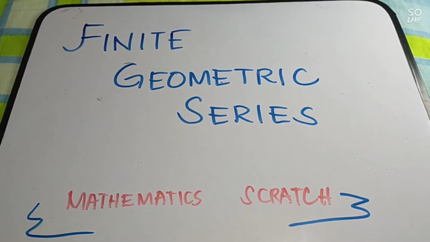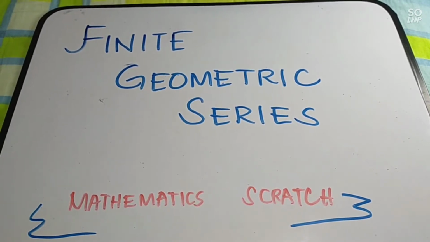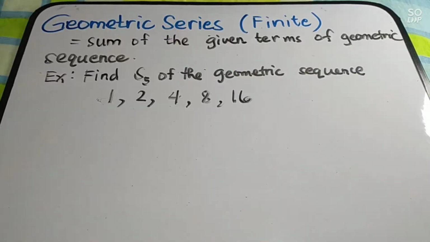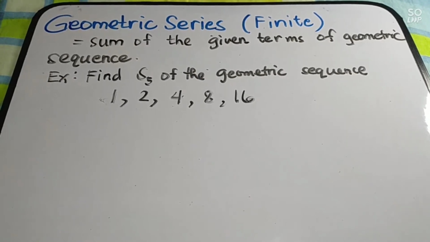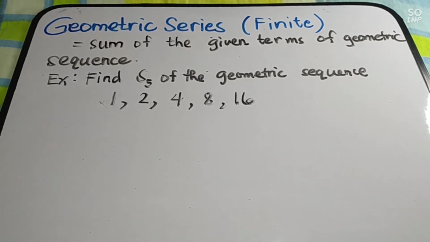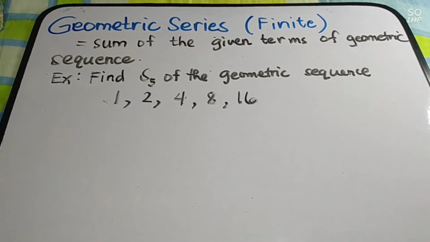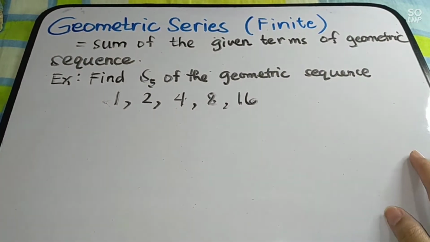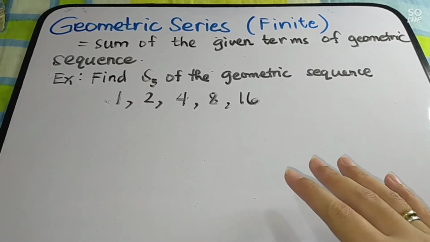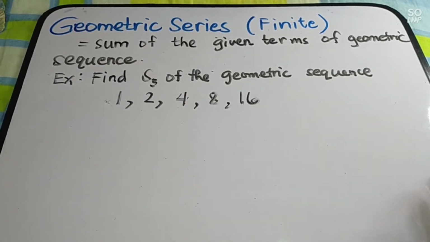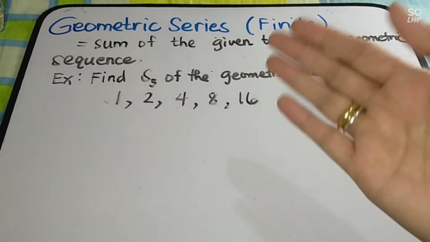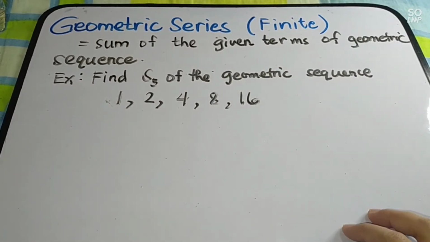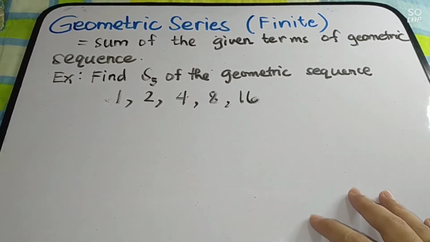In this session, we are going to discuss finite geometric series. Geometric series finite. So when you say finite, there is always a last term. Geometric series is the sum of the given terms of a geometric sequence. Kumbaga sa arithmetic sequence, meron kang arithmetic series. Kay geometric sequence, meron ka namang geometric series. So, we are going to find for the sum.